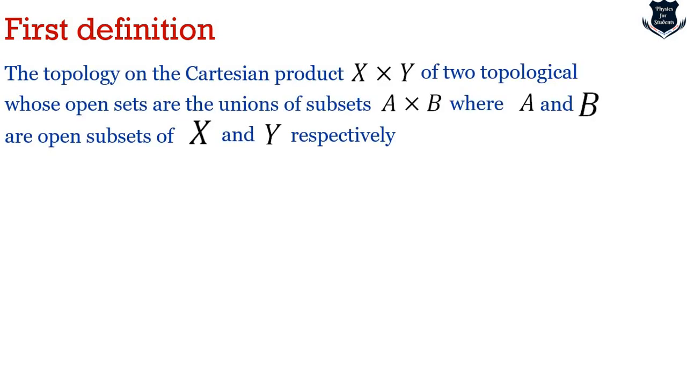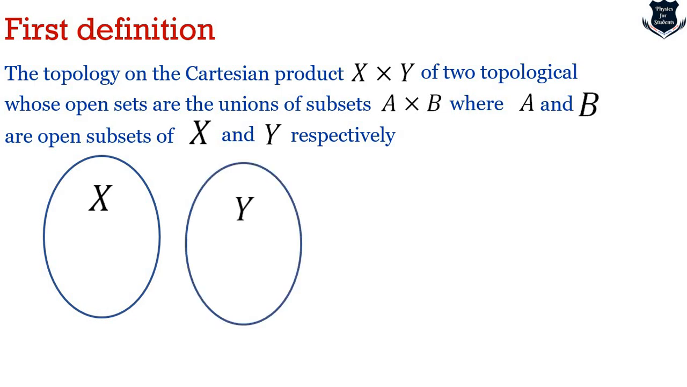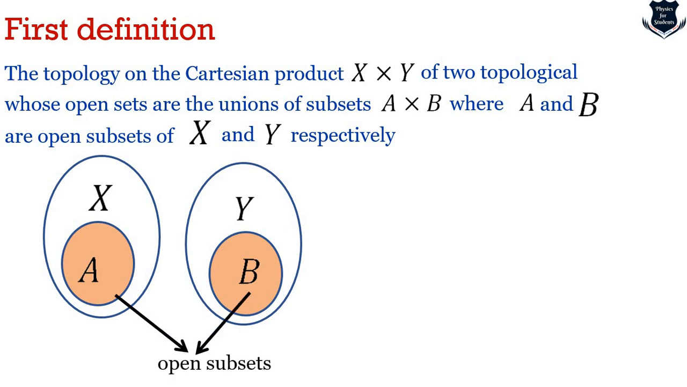Here is the definition: the topology on the Cartesian product X and Y of 2 topological spaces whose open sets are the union of subsets A multiplied by B, where A and B are open subsets of X and Y respectively. So let us see how we can understand this definition. We take one set, the topological space X, and here is another topological space Y, and here is A and B, which are open subsets, where A is an open subset of X and B is an open subset of Y.